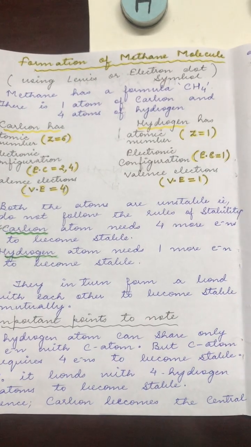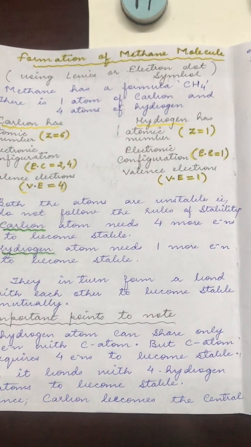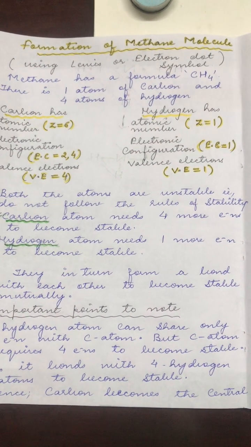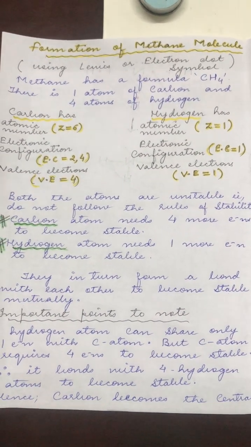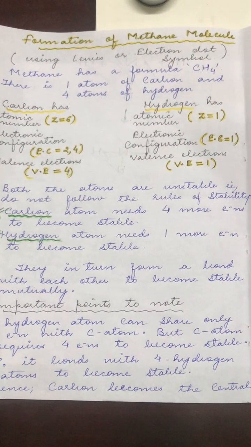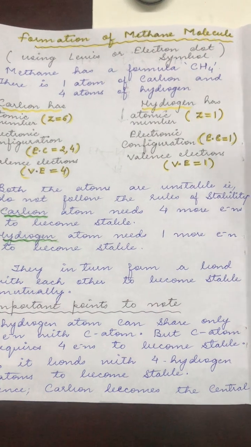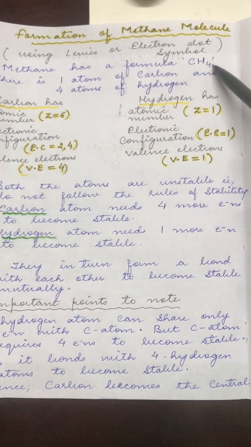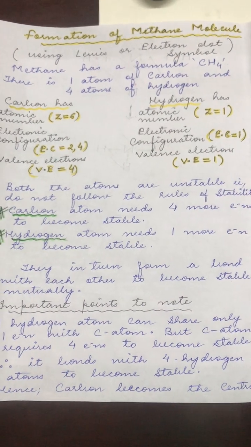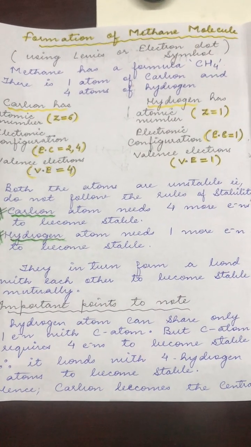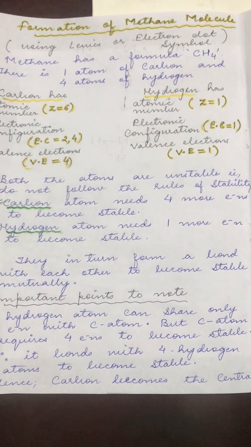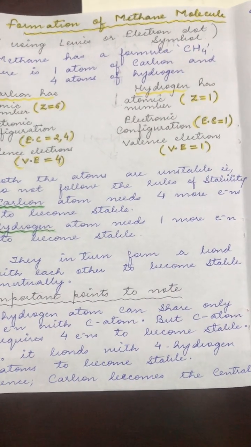So let us understand the formation of the methane molecule. Now, using Lewis or electron dot symbols or structures, methane has the formula CH4. In the formula of methane, there is one atom of carbon and four atoms of hydrogen. To begin with, we first need to know the number of valence electrons present in each of them before we show the bonding between the atoms.